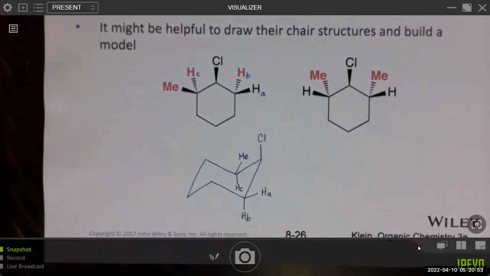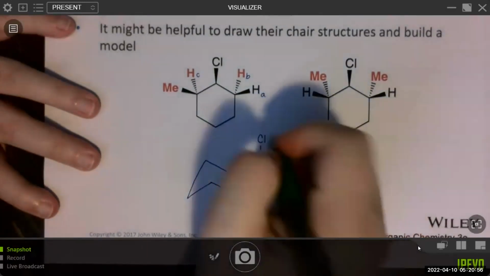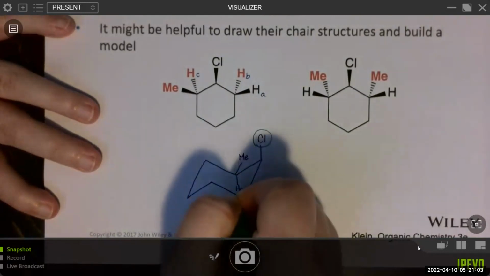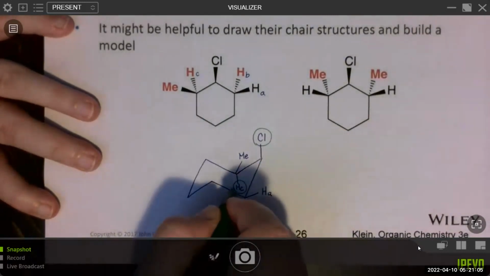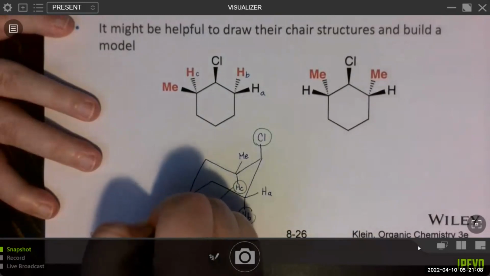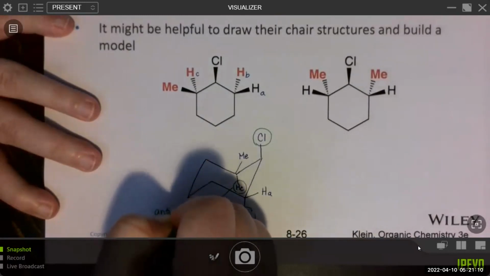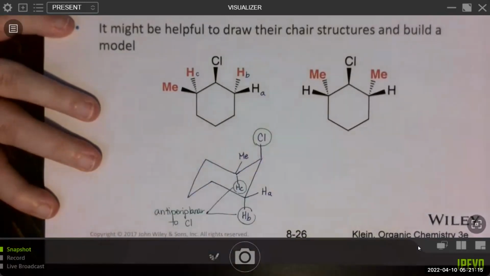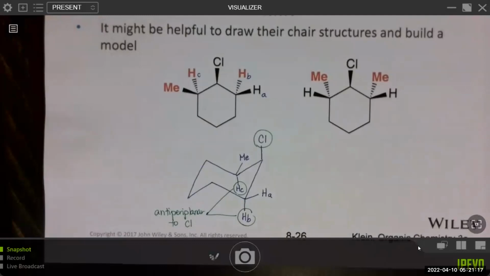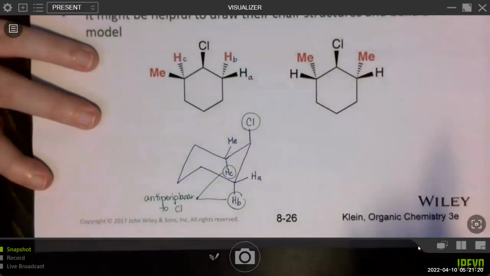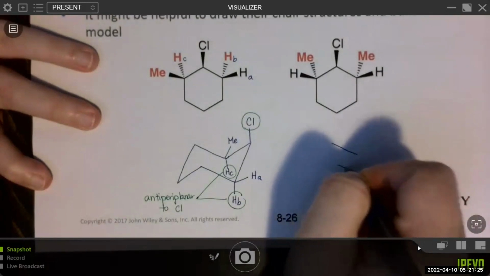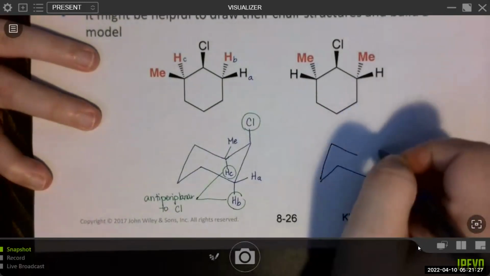Okay, so can we identify that there are hydrogens that are anti-periplanar to the leaving group? So both B and C, right, are anti-periplanar to the chlorine leaving group. Let's look at the other structure in a chair conformation. We could just draw the same chair conformation to be able to compare apples to apples.